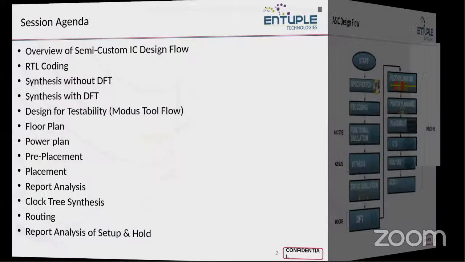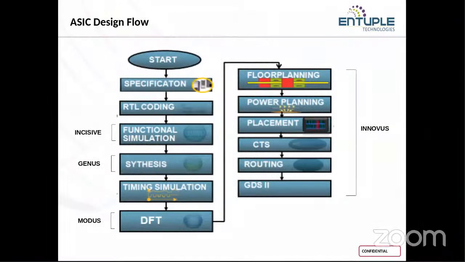The first thing is, what is the semi-custom IC design flow, or we can call it the ASIC design flow. Whatever design you are working on, you will first take care of the specifications: on which technology node you are doing the design and under which conditions. All those parameters are considered as specifications. Once the specifications are done, we go to the RTL coding phase.